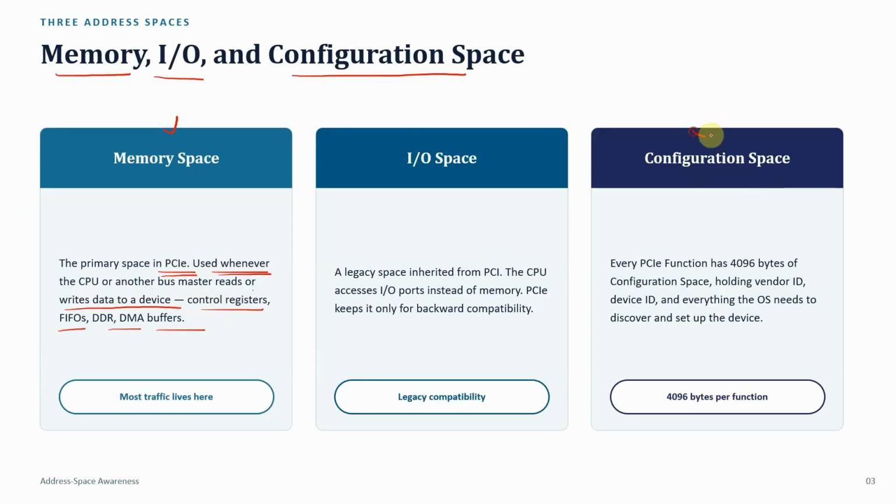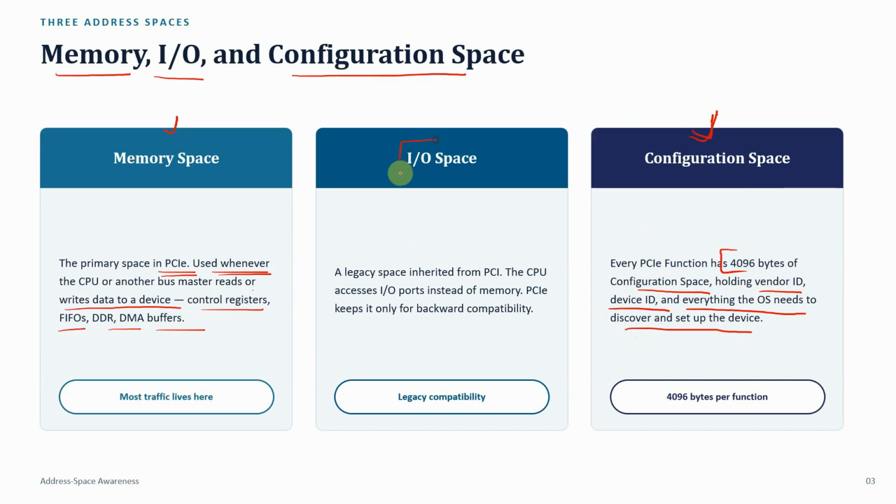And next is configuration space. This is what I was discussing about. Every PCIe function is going to have a dedicated 4096 bytes of configuration space holding the vendor ID, the device ID, and everything the OS needs to discover and set up the device. So this is nothing but my configuration space, right?